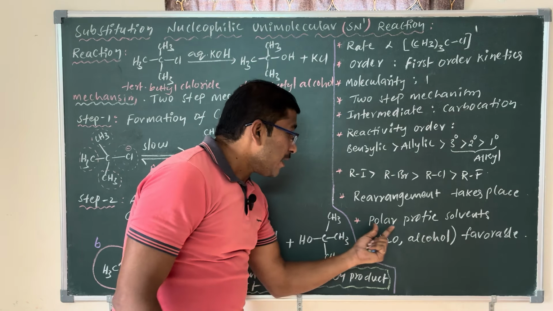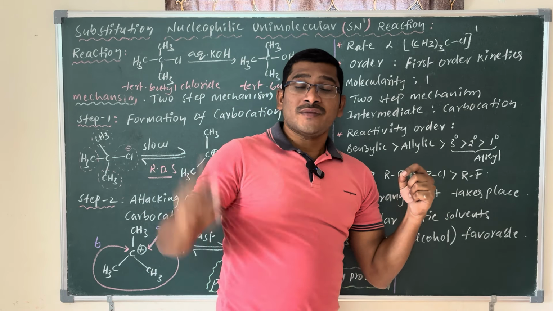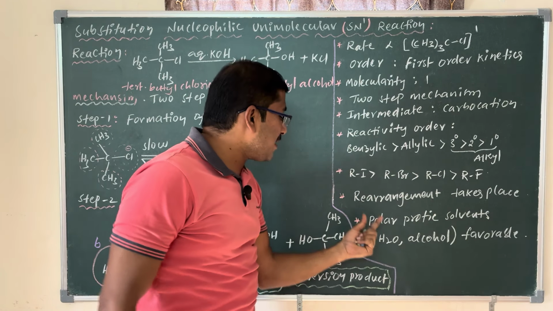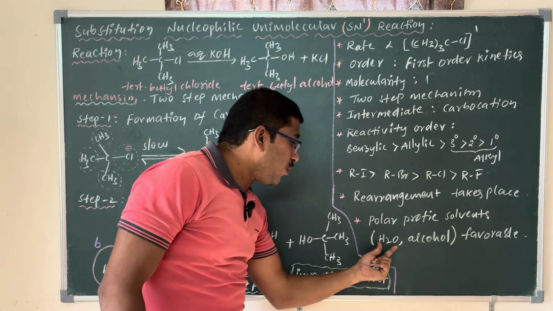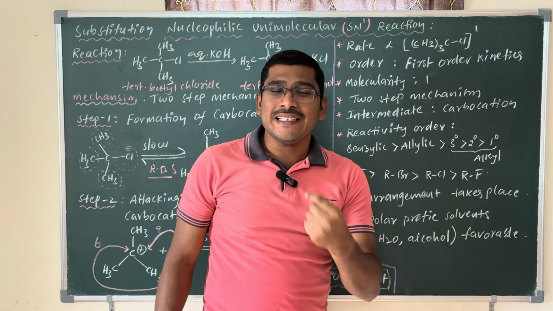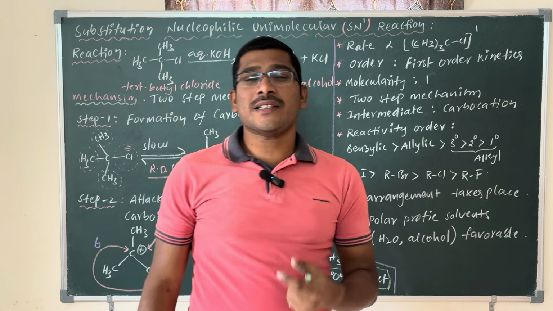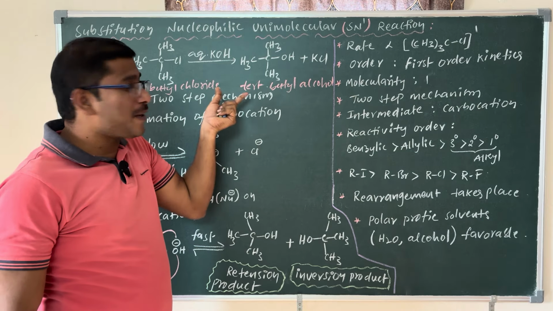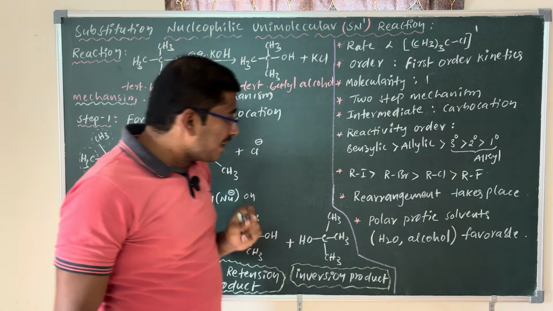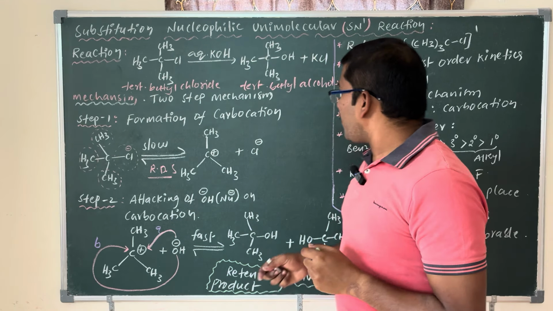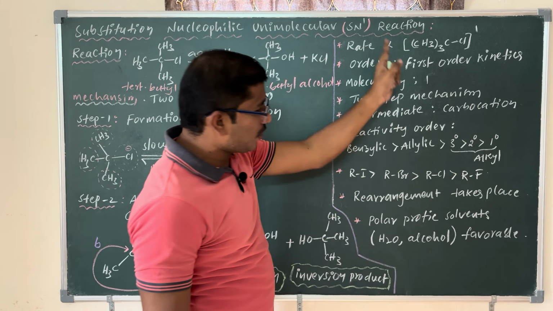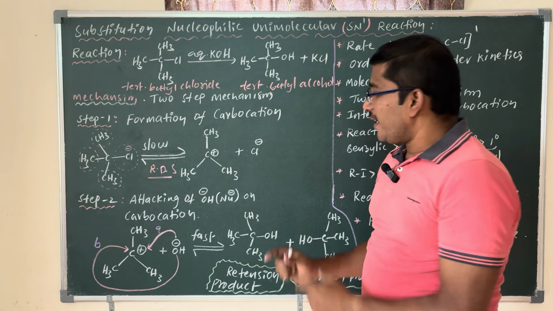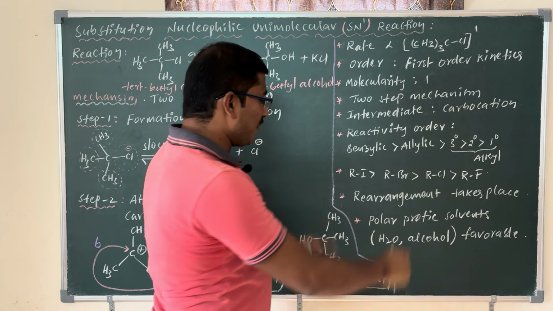Now, see here, polar protic solvents, they are non-polar solvents, where? In the SN2 mechanism. In the SN1 mechanism, polar solvents like water and alcohol are favorable for this mechanism. Okay, like that. These are the properties of the SN1 mechanism, and this is how the mechanism can take place. Very, very important. Maximum information will be present here.